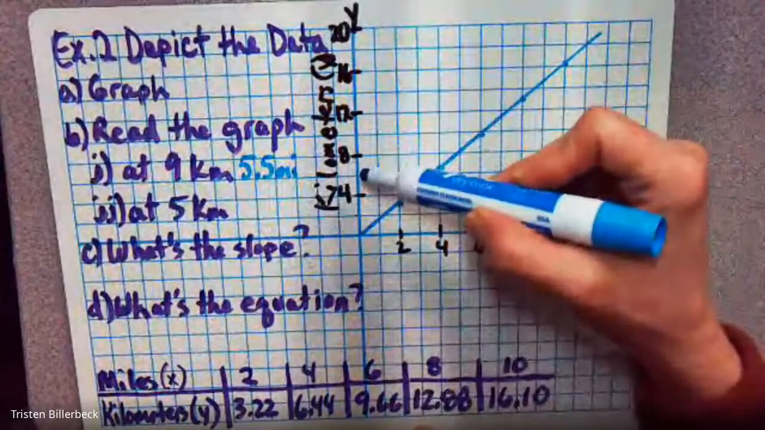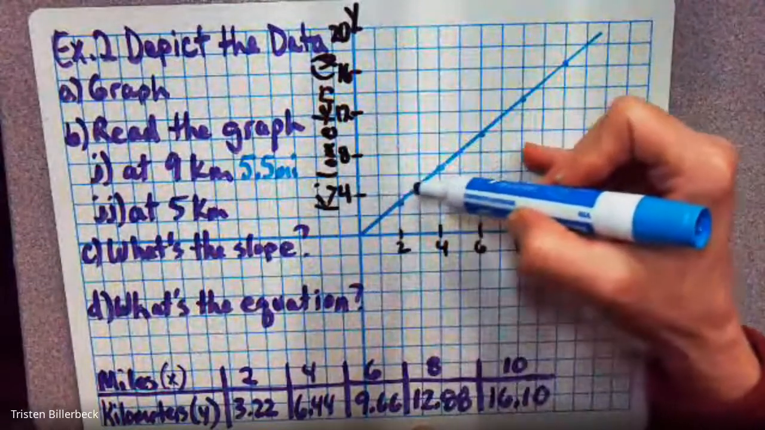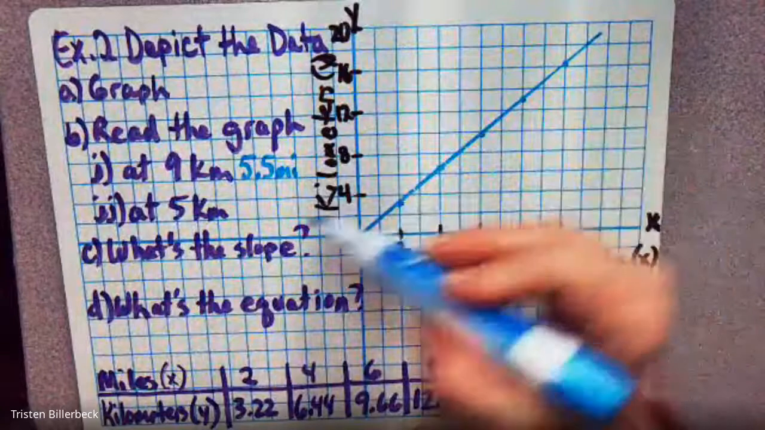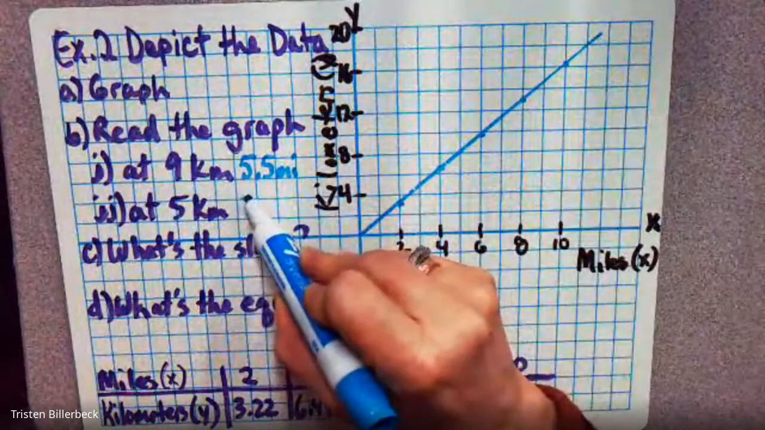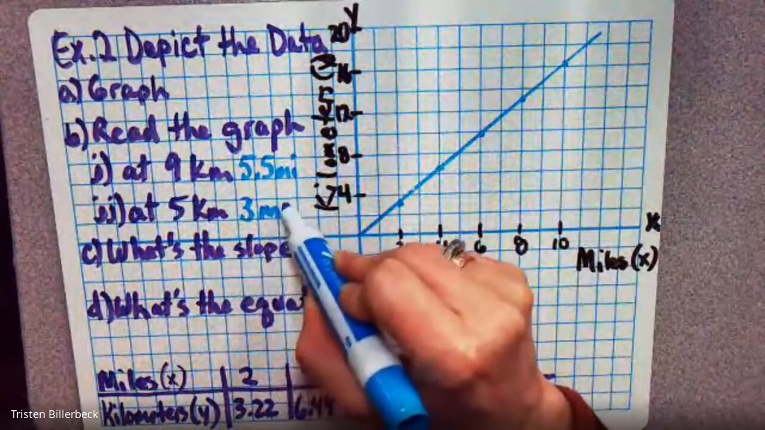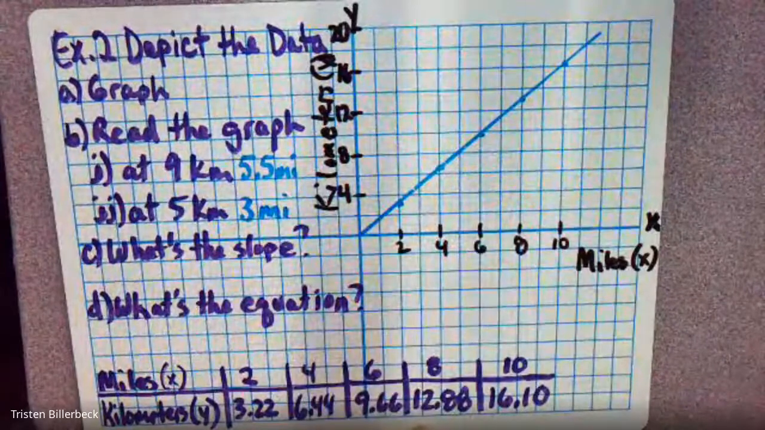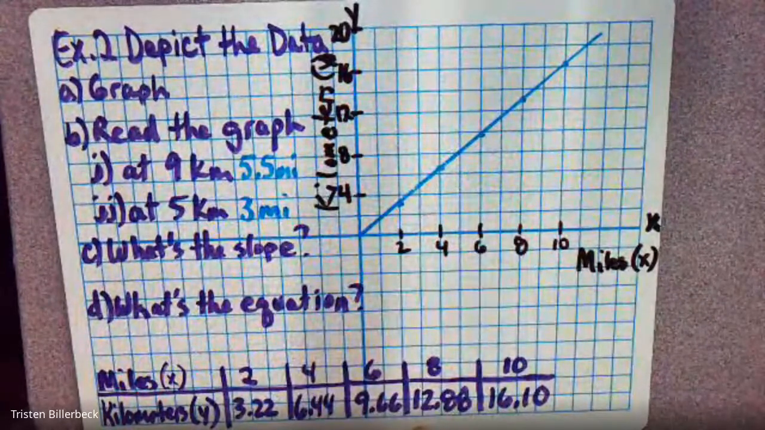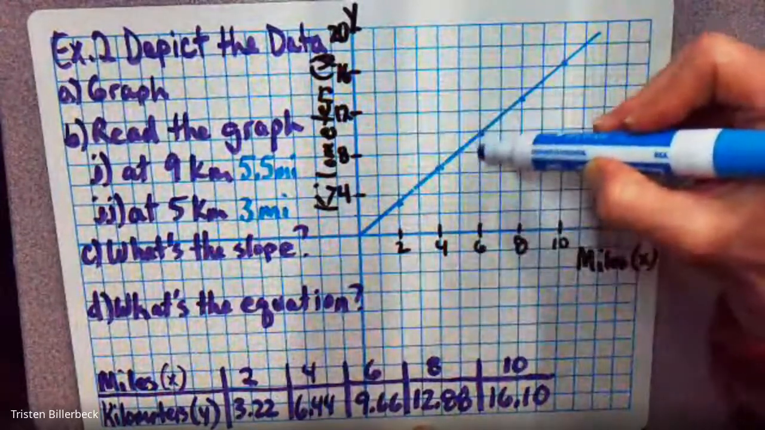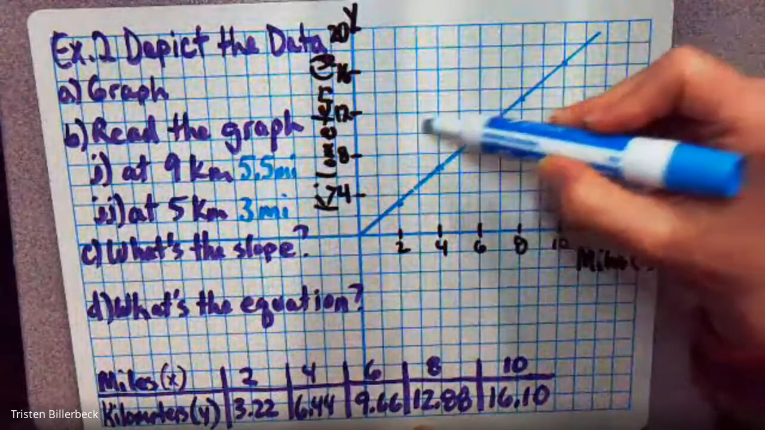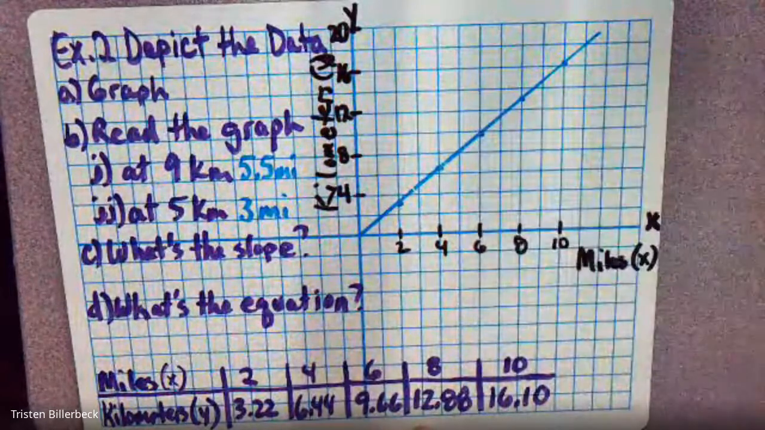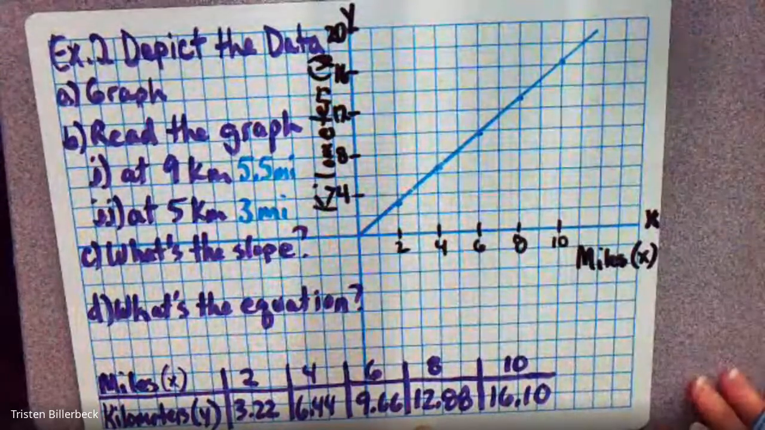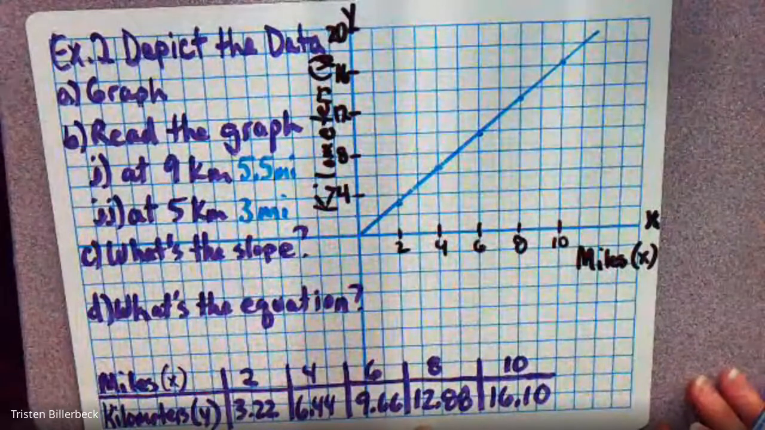Okay, so 5 is right here, and 5 hits here, which is about 3. So 5K is 3 miles, which makes sense because 10K is about 6 miles. See how that is? That's why we do 10K races.